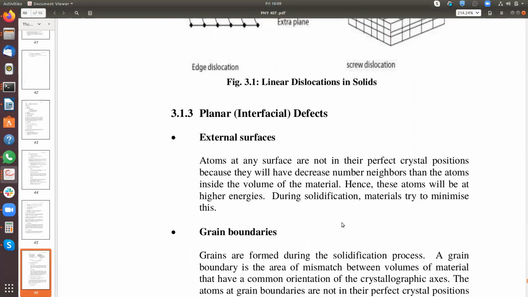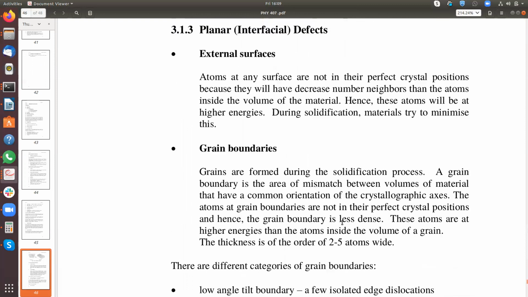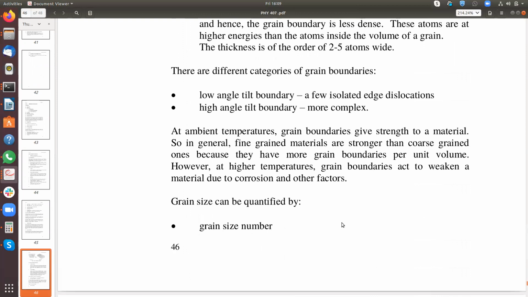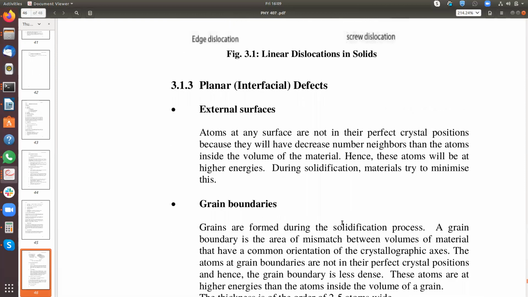Now let's look at planar, that is interfacial defects. In this case, we have external surface and grain boundaries. In the case of external surface, atoms at any surface are not in their perfect crystal positions because they have a decreased number of neighbors compared with the atoms inside the volume of the material. Hence, these atoms will be at higher energies. During solidification, materials try to minimize this.